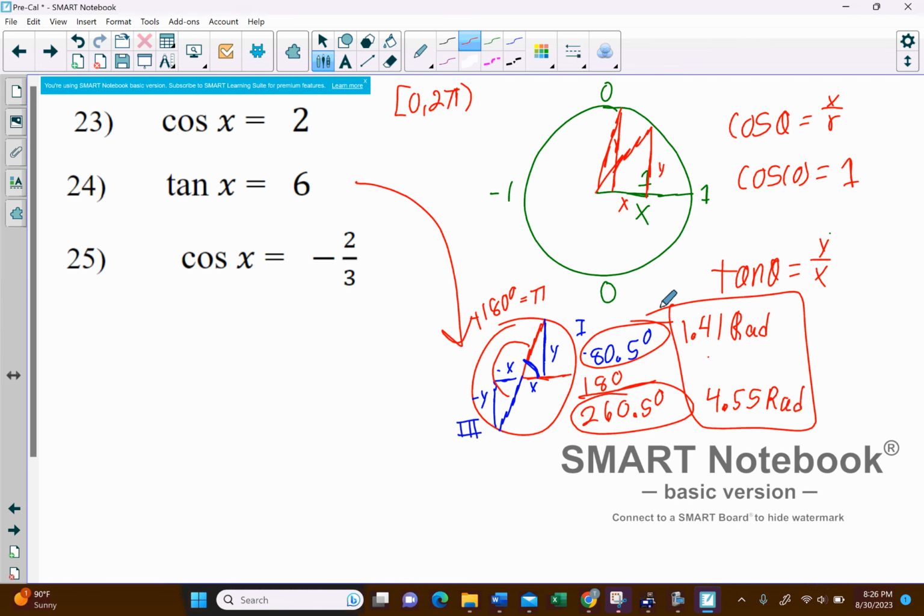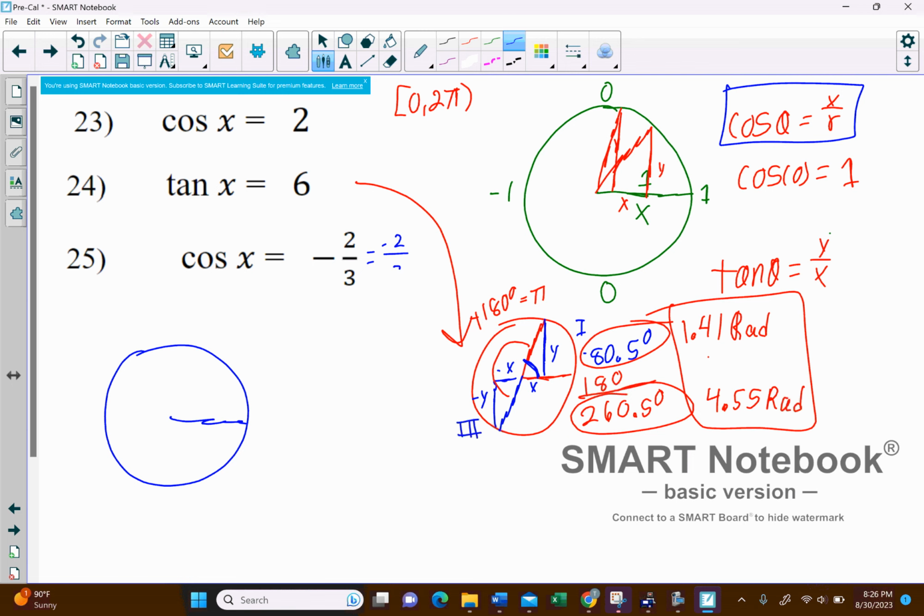Okay, then the last one, 25. So remember what cosine is. I have that up here. That's the x divided by r. And so let's talk about what quadrants we're going to see that occur in. So here's my initial side. And so I want a ratio. Basically, my x value needs to be -2, and my y value needs to be 3.